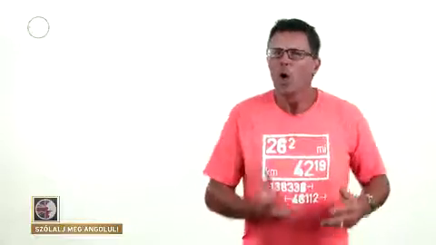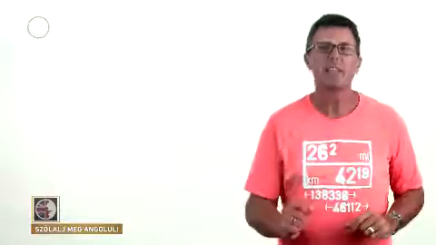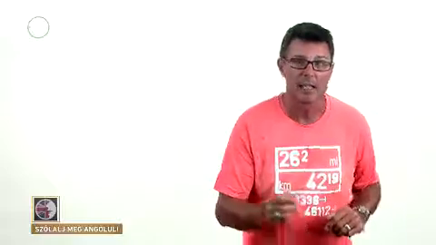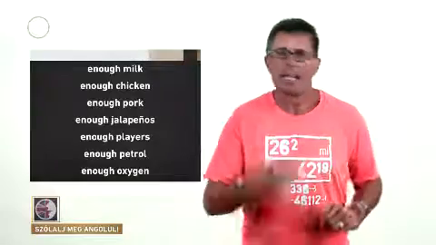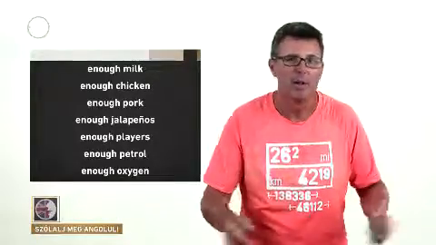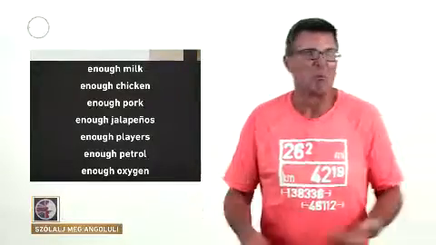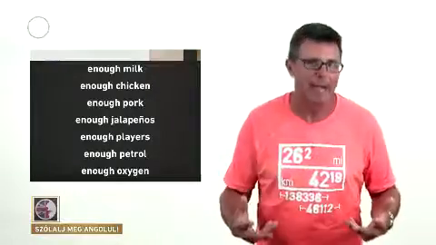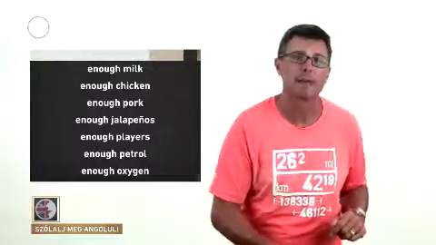Yes, so, you all heard that, didn't you? Enough money. We're using the word enough with a noun, and that means that we start with enough and follow it with the noun. In this sentence, the noun was money, but it's the same situation with any noun. Enough milk, enough chicken, enough pork, enough jalapenos, enough players, enough petrol, enough oxygen. Do you see? It doesn't matter what the noun is. When we're using a noun with enough, then the noun always follows enough.